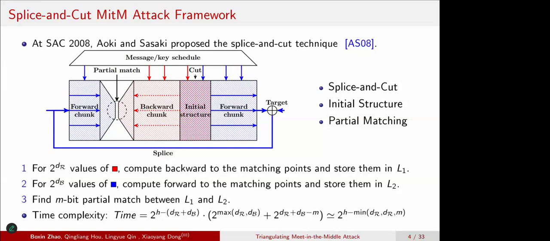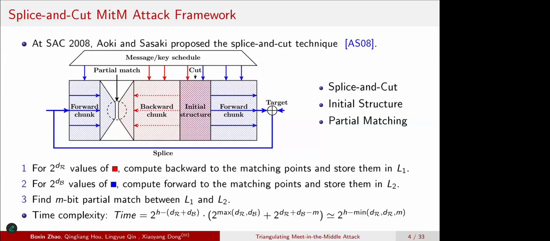Its core process includes 3 key steps. First, split the algorithm into forward and backward chunks. Second, use an initial structure to fix some variables and reduce uncertainty. Third, perform partial matching between the intermediate results of the 2 chunks to filter valid candidates.